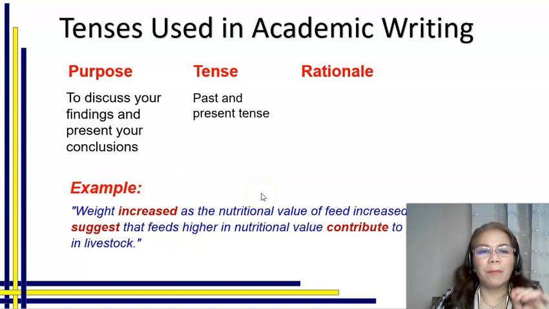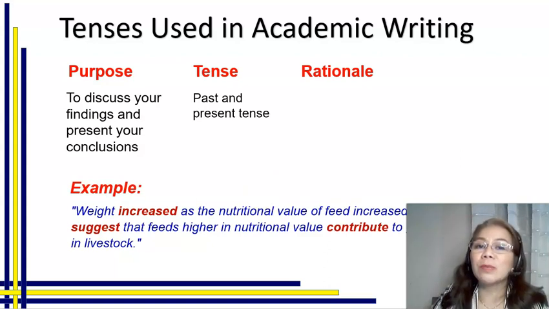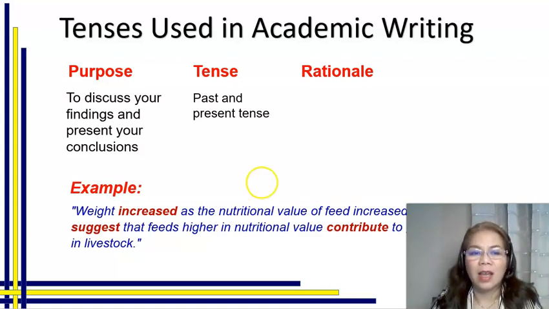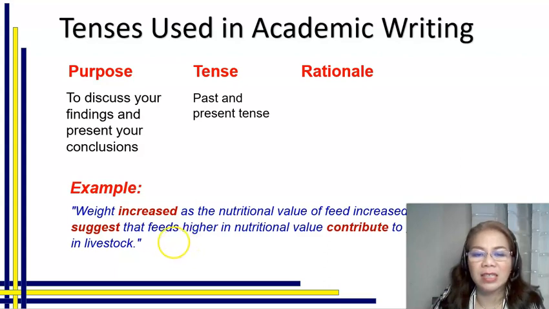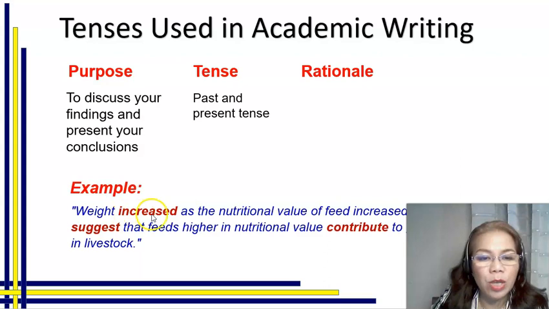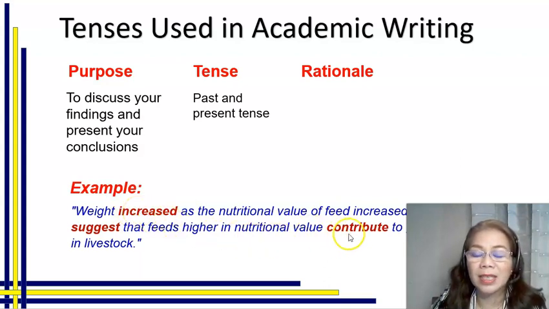Now, if the purpose is to discuss your findings and present your conclusions, you may use past and present tense. For example, weight increased as the nutritional value of feed increased. These results suggest that feeds higher in nutritional value contribute to greater weight gain in livestock. Okay, take note that we used past tense here, and we also use present tense.